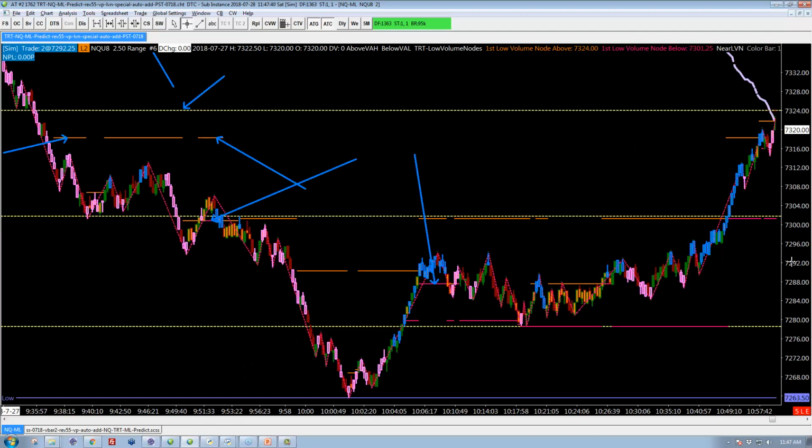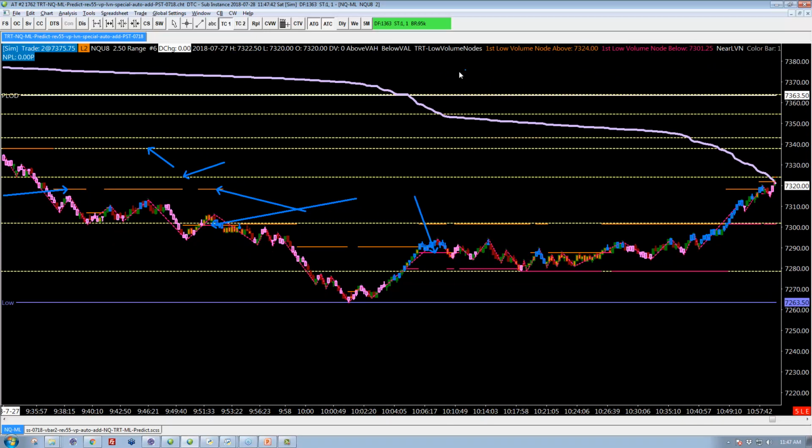And so really what we're talking about here is this study here that's drawing this line. This is what's called the developing value area low. These are the developing low volume nodes. This is what these are. Just very specific to what I need, because I only care about the ones closest to price.